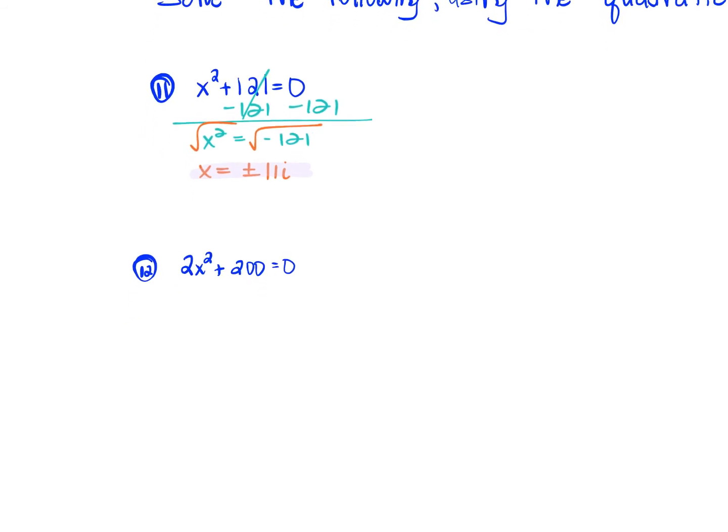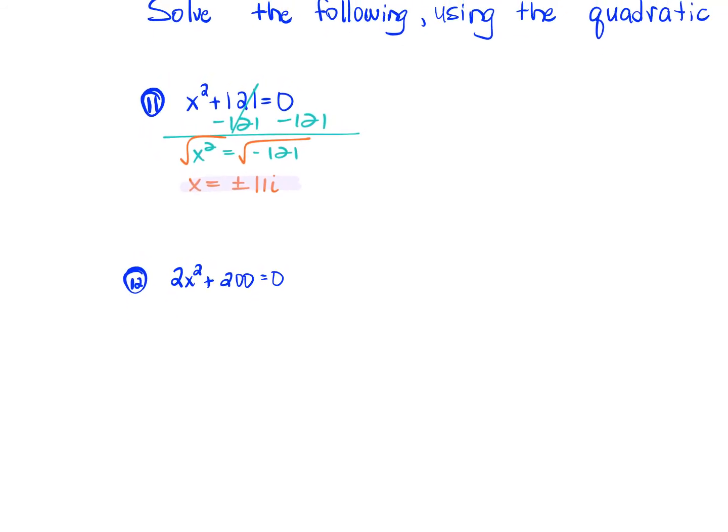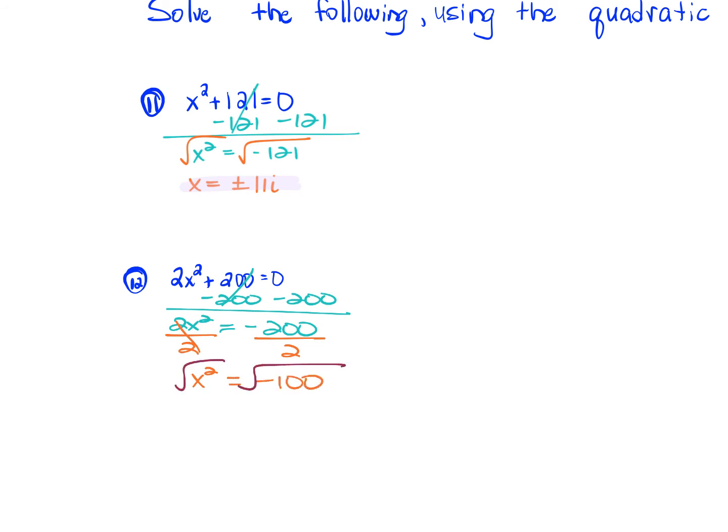For number 12, you have 2x squared plus 200 is equal to 0. Again, if we move that 200 over, we would subtract it from each side. We have 2x squared is equal to negative 200. Then divide each side by the 2, and you have x squared is equal to negative 100. Take the square root of both sides. You have a negative underneath that radical, so x is equal to plus or minus 10i.